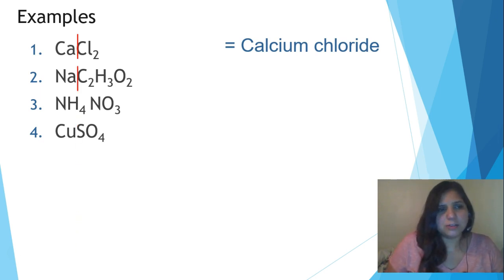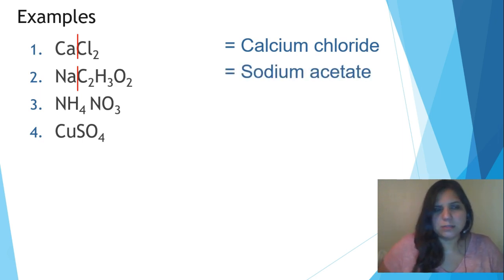Next one, draw a line after sodium. Sodium is the metal, and then the rest is the polyatomic ion. I can tell because I have more than one capital letter. And so here's where you go to your polyatomic ion sheet if you don't have them memorized, and you look up what is C2H3O2. Well, that is acetate. Everything after that line is the polyatomic ion. That's why I suggest you draw the line. So this is just sodium acetate.